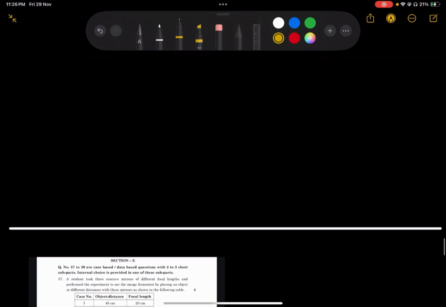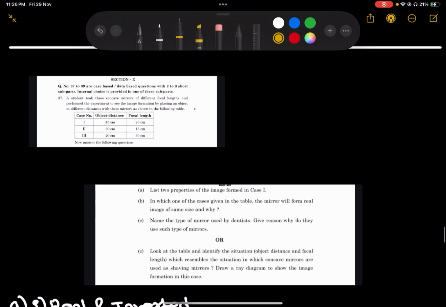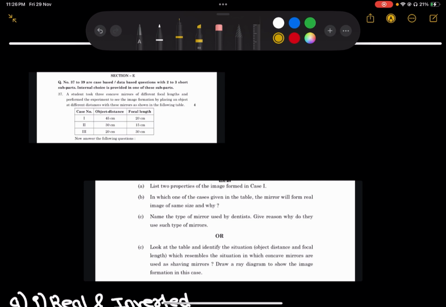Let's start with question one. A student took three concave mirrors of different focal lengths and performed the experiment to see the image formation by placing an object at different distances with these mirrors as shown in the following table. A table is given, three cases are given. All the focal lengths are different and all the object distances are also different. Let's start one by one. A, list two properties of the image formed in case 1.